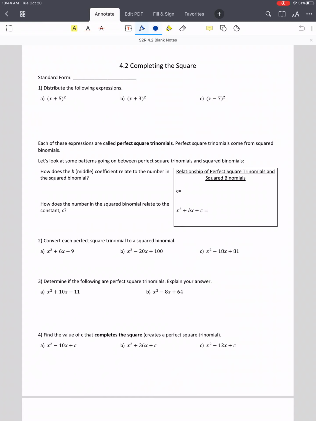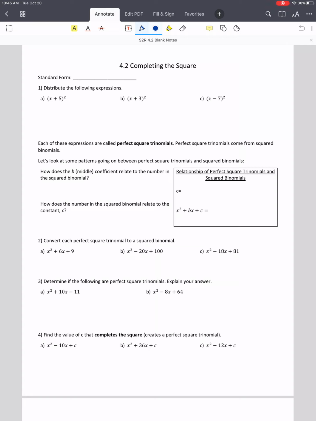All right, today we're going to work on something called completing the square. And before we jump into that, I want to cover standard form. Standard form we've been talking about since Unit 1, so hopefully you're familiar with it. Standard form is when we order our terms from highest exponent to lowest exponent. And specifically for quadratics, we're going to represent it by ax squared plus bx plus c.